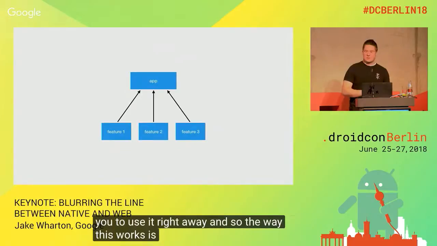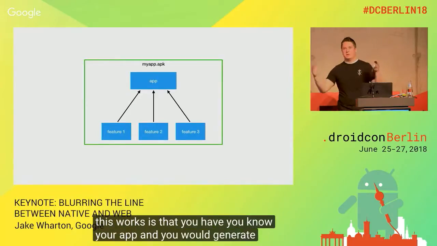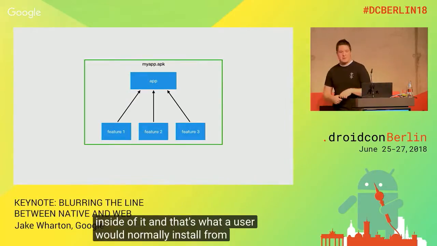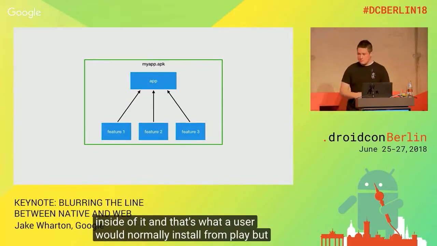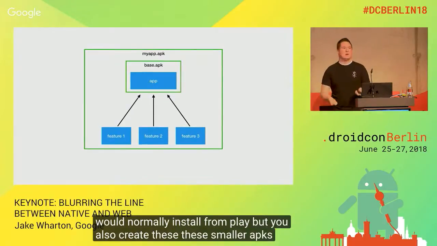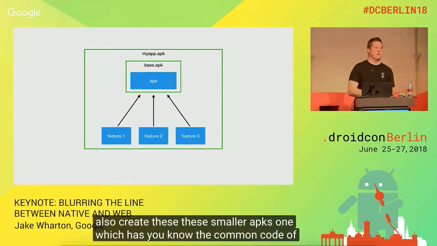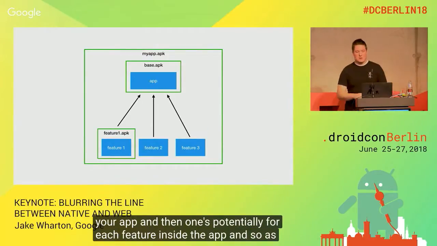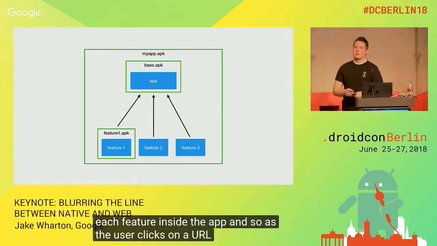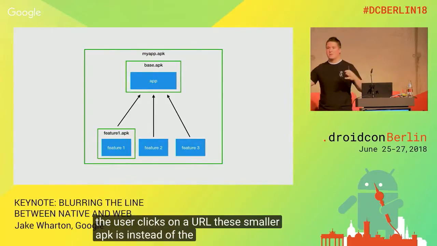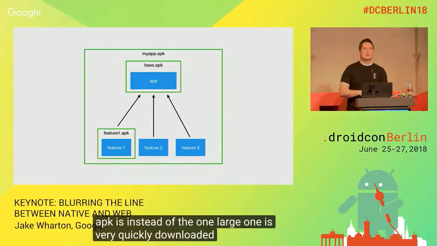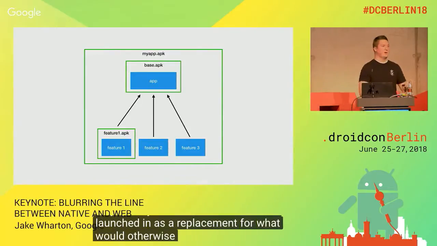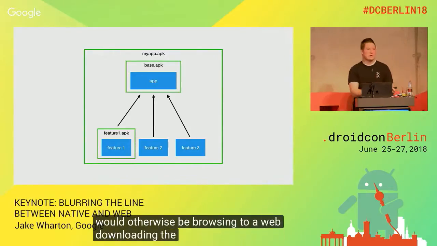And so the way this works is that you have your app and you would generate a fat APK that has everything inside of it. And that's what a user would normally install from Play. But you also create these smaller APKs, one which has the common code of your app, and then ones potentially for each feature inside the app. And so as the user clicks on a URL, these smaller APKs, instead of the one large one, are very quickly downloaded, installed, and launched as a replacement for what would otherwise be browsing to a web page, downloading the web page, and running it.